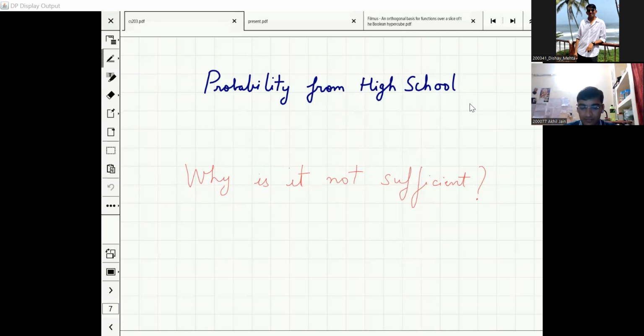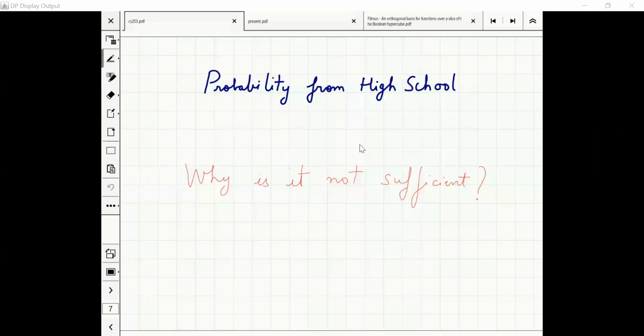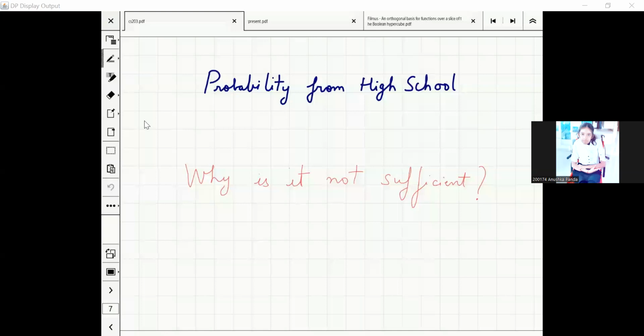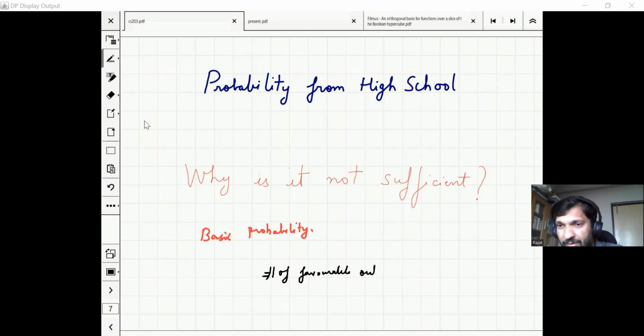I think the connection went down. You can lower your hands now. Yeah, so this is a good point. I think the point which is made is that you learn basic probability in high school, and as I would like to say, the definition of probability is number of favorable outcomes. Hello, I think the connection dropped off. Sorry, we couldn't hear the last two or three sentences.